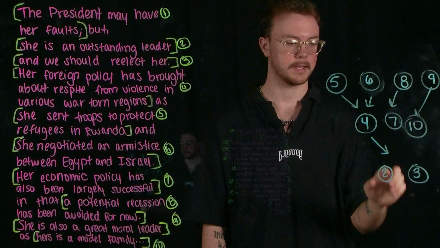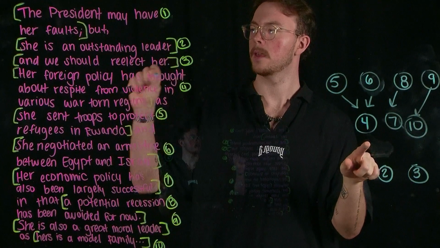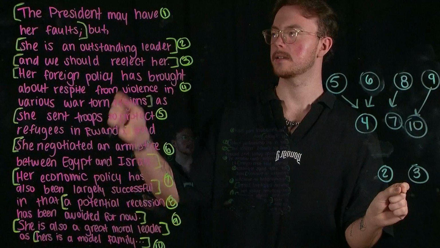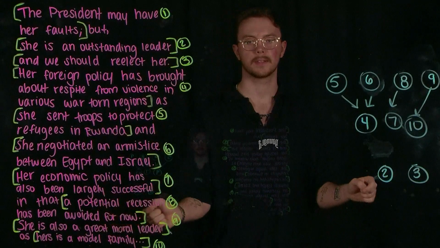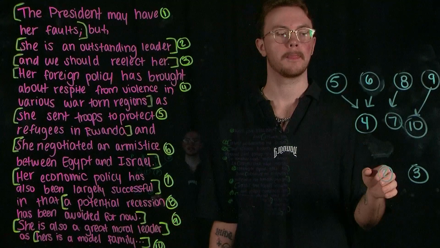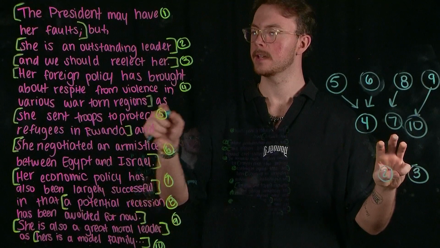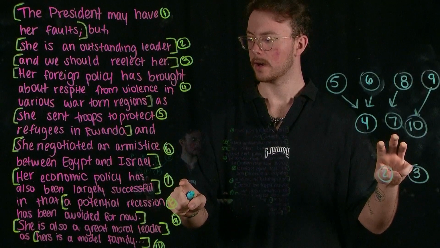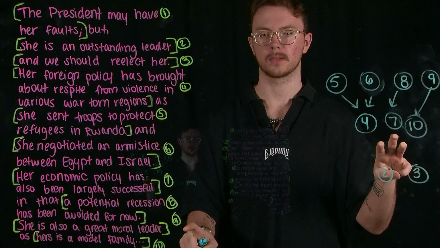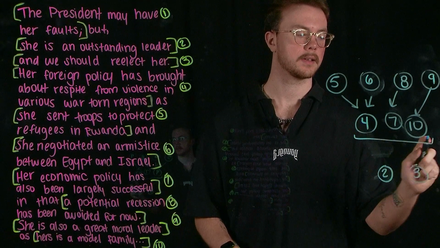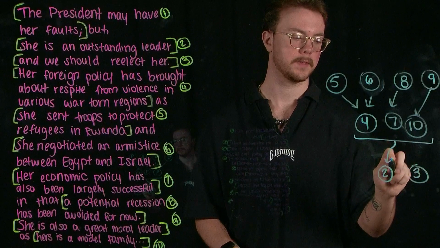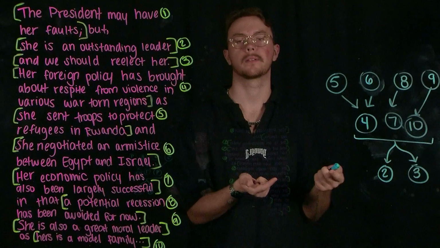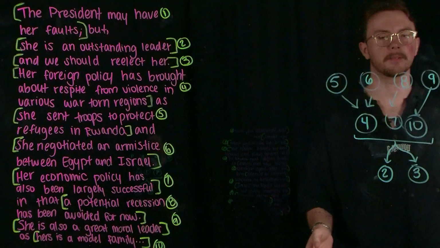Now, here's the interesting thing. I already mentioned that, for example, her foreign policy has brought about respite from violence in various war-torn regions is a reason that she's an outstanding leader and we should re-elect her. But notice that these 3 claims, that her foreign policy has brought about respite, that her economic policy has been successful, and that she's a great moral leader, are all working together to prove these 2 things. So they are conjoint.